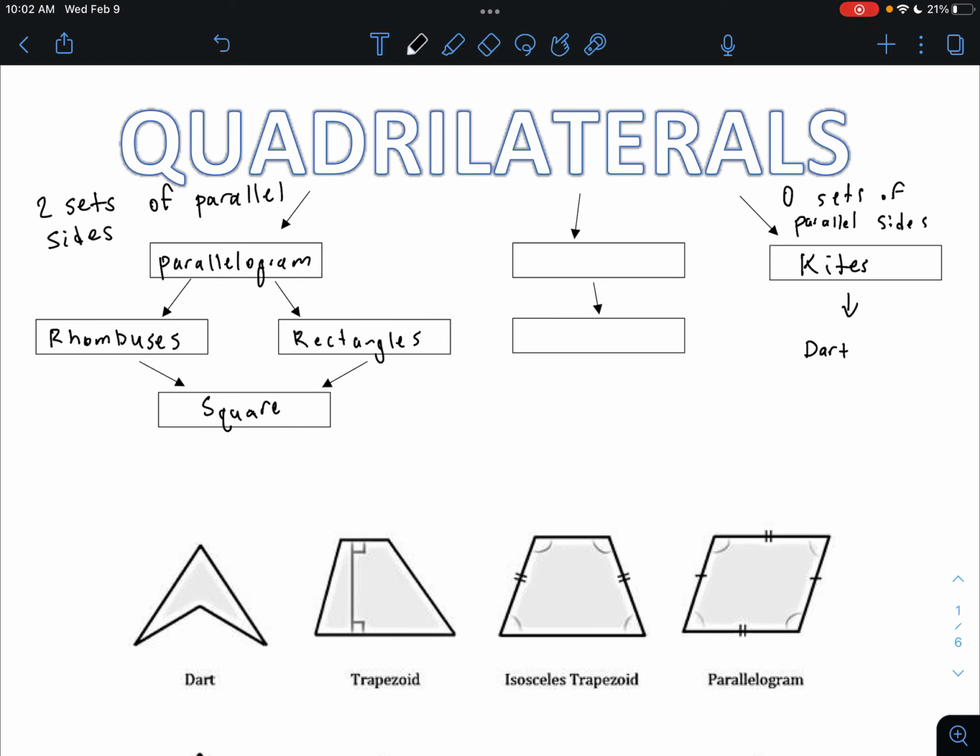That is after trapezoids. Again, if I'm going too fast, slow down the video, pause it, rewind it, whatever you need to do. Go at your own pace.